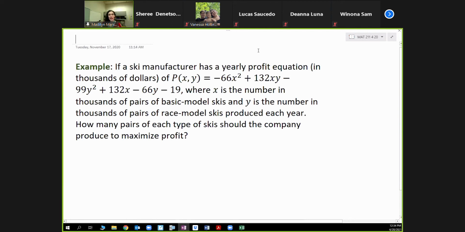So this is a similar kind of problem as we were doing in 2 dimensions, where we had a profit equation and we needed to figure out how many of something they should be producing to maximize profit. Here we're producing 2 things though. So we have to use this method of finding the maximum that we just did in the previous page.